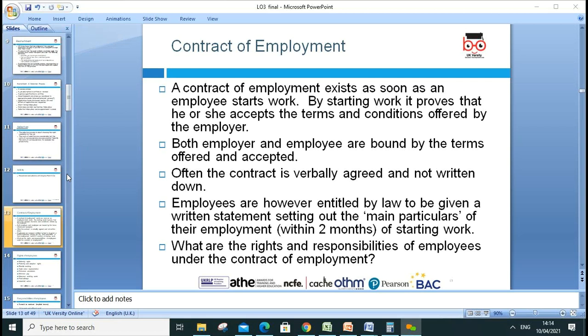A contract of employment exists as soon as the employee starts the job, provided he or she accepts the terms and conditions. A contract can be verbally agreed and not written. It can even be verbal. However, employees are entitled by law to be given a written statement of particulars of employment within 2 months of starting work. What are the rights and responsibilities of employees in the contract of employment? That we must give.